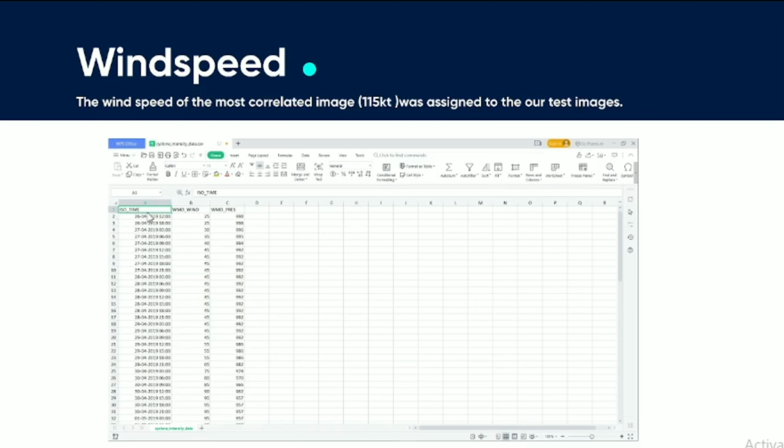For example, if it is found that the second row has the maximum correlation in terms of histogram points with our test image, then the wind speed in this second row will be assigned to our test image. So using this concept, we found that the wind speed of Funny, the test image, was 115 kT.